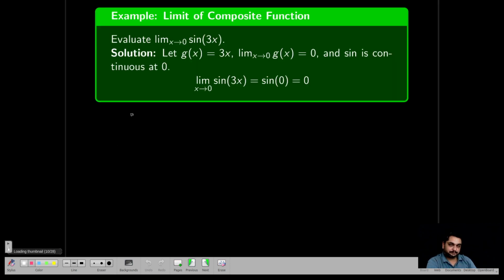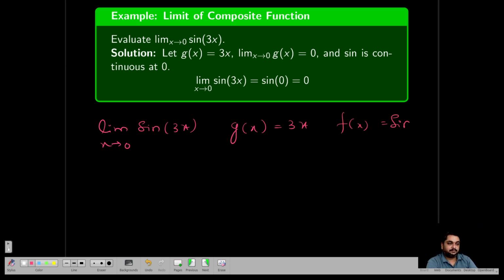A simple example we'll take. The limit as x approaches a of sine 3x. Let us say g of x was given as 3x, and f of x is equal to the sine function. So now how will you write? You can write it as the limit as x approaches a of sine g of x. This is the limit as x approaches a of sine 3x.